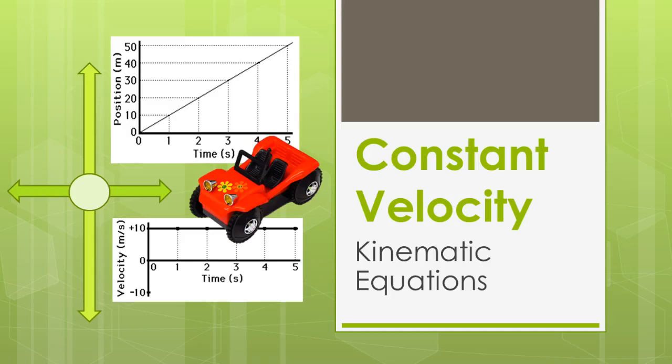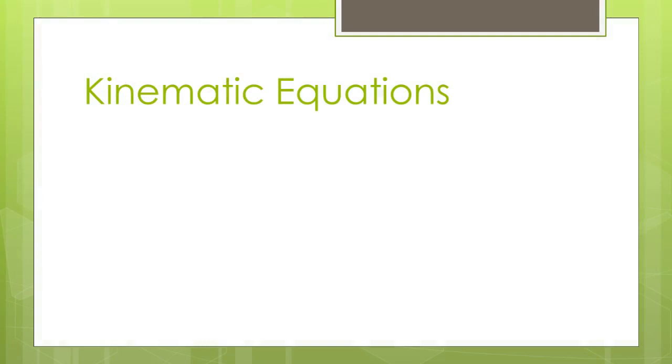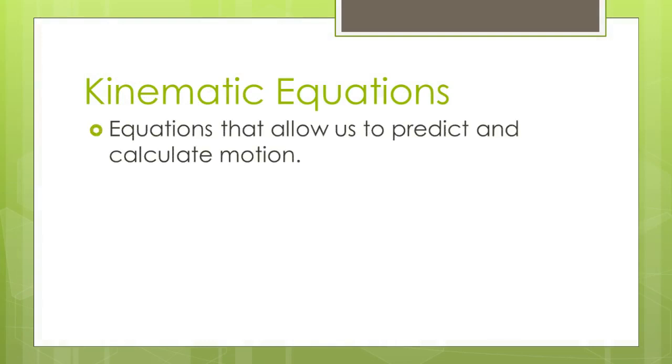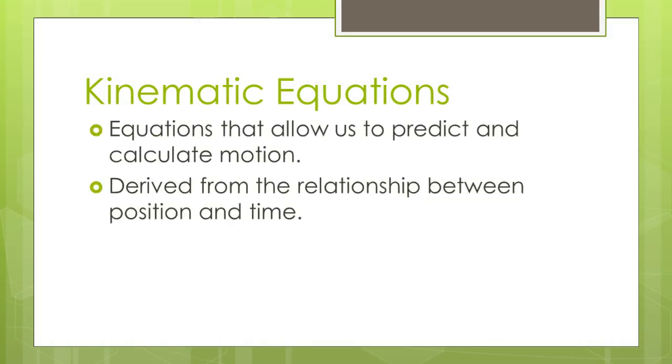The kinematic equations are a series of equations used to predict and calculate different variables related to motion, including velocity, time, distance, and acceleration. These equations are partially derived from the relationships that we've observed between position and time. The kinematic equations are important because they're equations that allow us to predict and calculate motion.